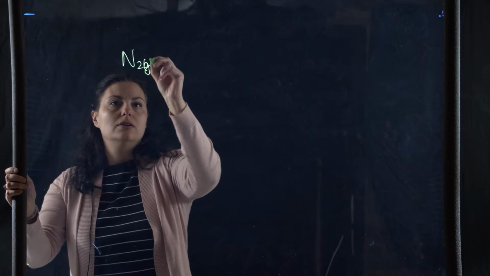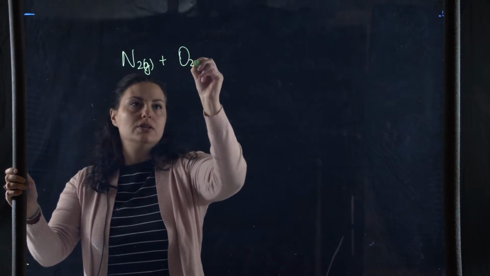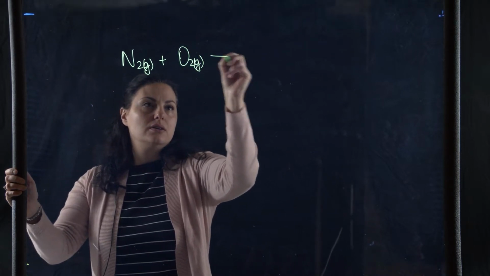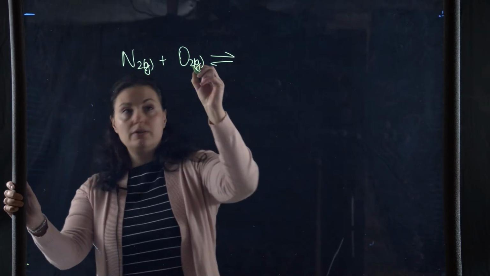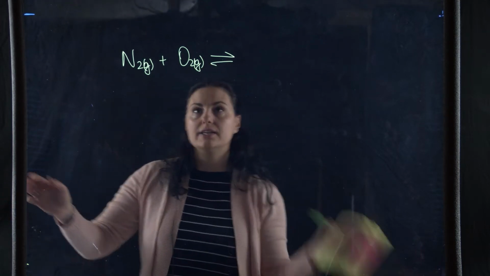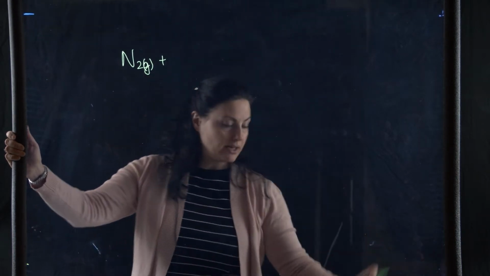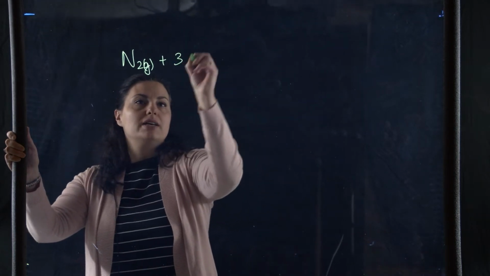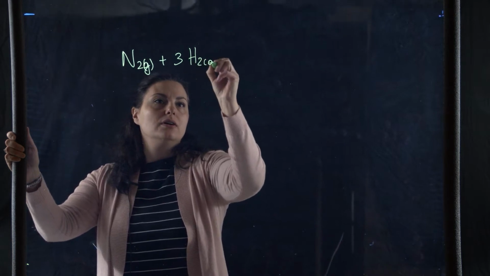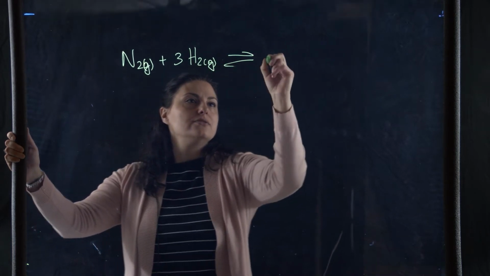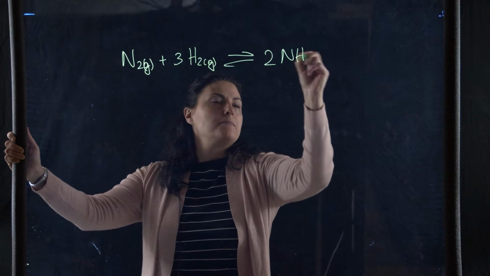Nitrogen plus oxygen. That is supposed to be hydrogen, not oxygen. I got ahead of myself here. Okay, so plus 3 hydrogen gives me ammonia gas.